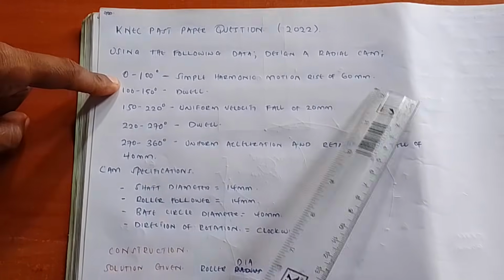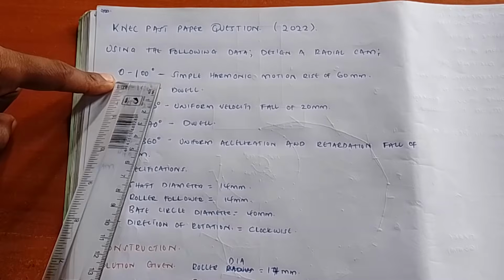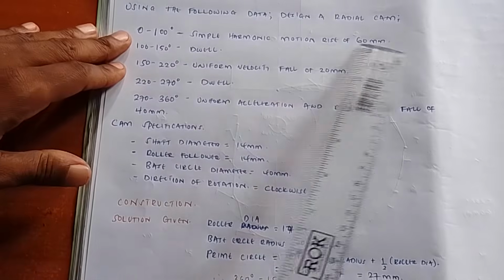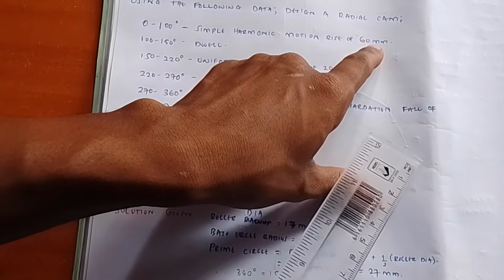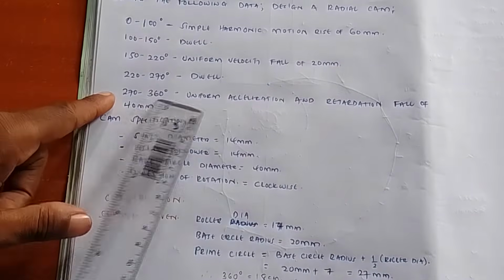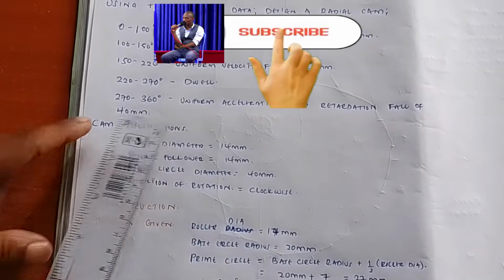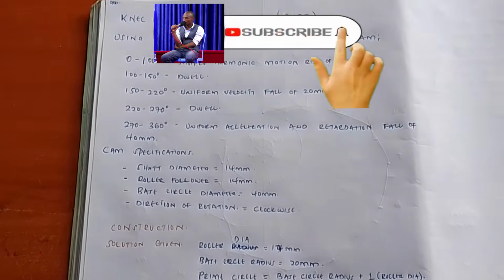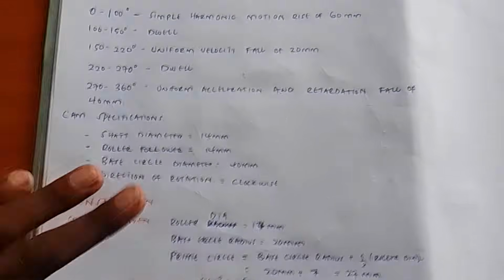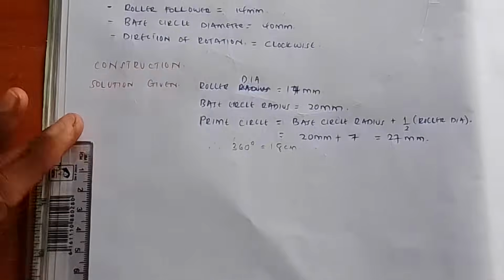Go back to your question. Under the simple harmonic motion rise, it is from 0 to 100, so we have a 100-degree rise. But we are given different strokes. Under simple harmonic, you're given a stroke of 60 millimeters. Under uniform velocity fall, a stroke of 20 millimeters. Under uniform acceleration and retardation, a fall of 40 millimeters. So be very careful. Use wisdom, follow keenly, and I will show you how to draw the cam displacement diagram.